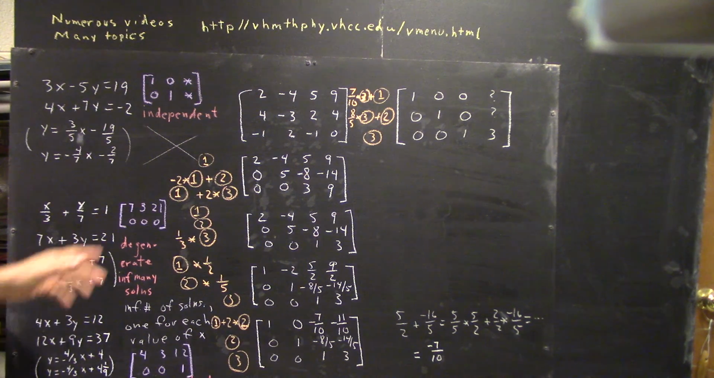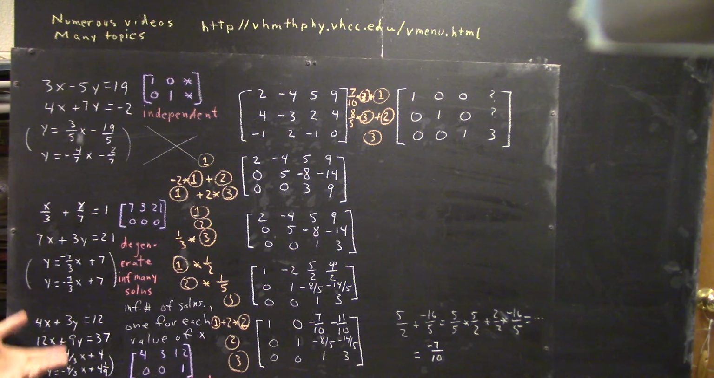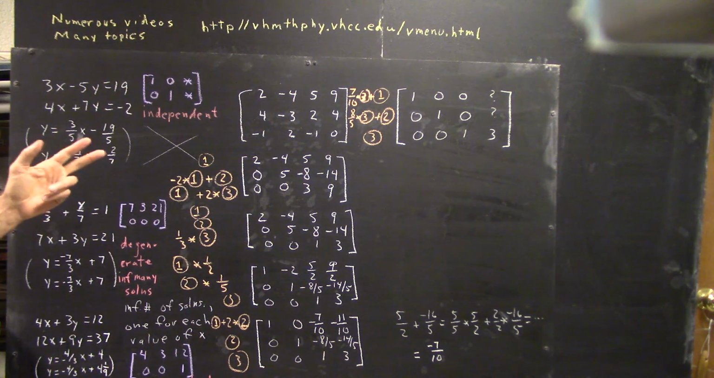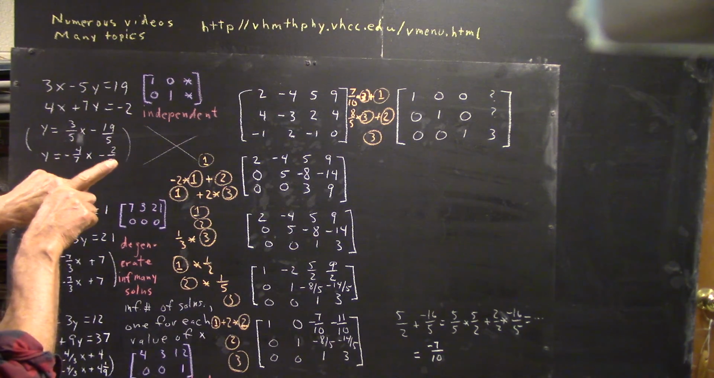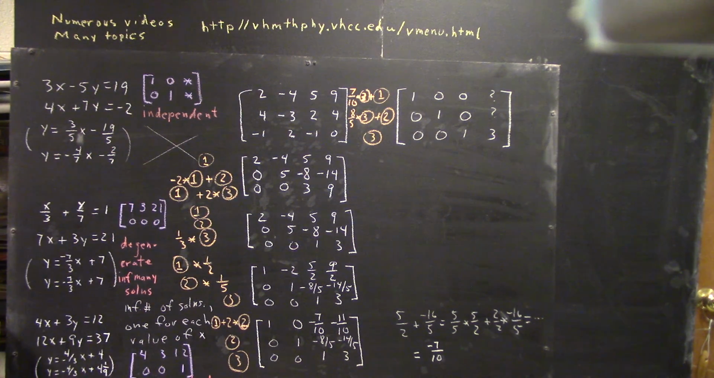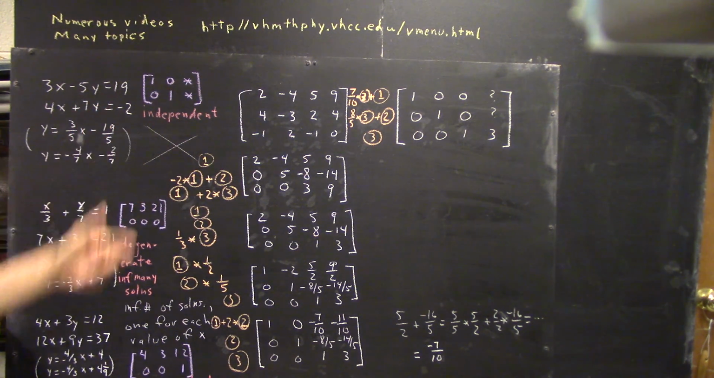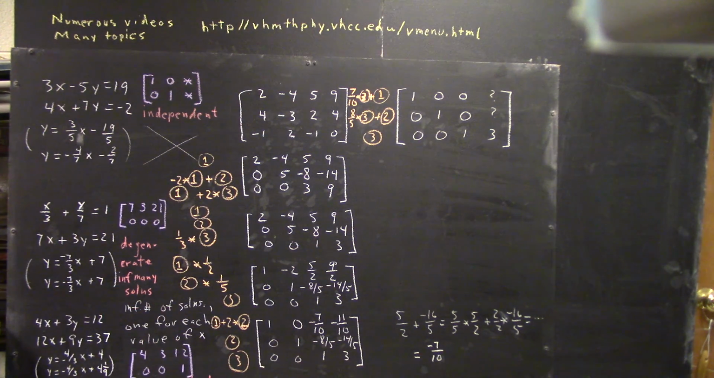A number of people drew these as some sort of degenerate system, either with two parallel lines or with just a single line. And we want to be very clear about that. If you put these into slope-intercept form, it's very clear that they don't have the same slope, and if two lines don't have the same slope, they intersect.